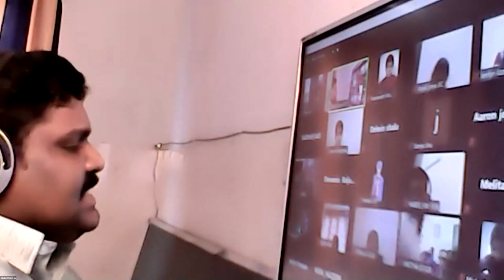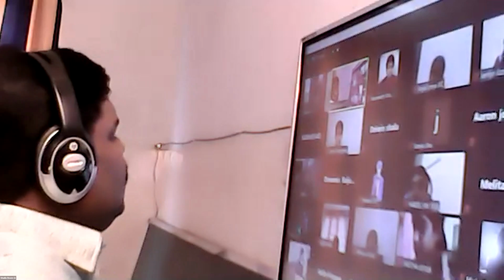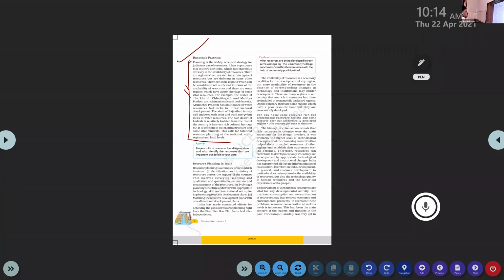To find out the resources, we have to conduct surveys. Research is required. So that's the first step: finding out the resources and fetching the data related to their quality and quantity through surveying and mapping. Surveying and mapping are the techniques. So underline the first point: identification and inventory of resources across the regions of the country, that involves surveying, mapping, and qualitative and quantitative estimation, calculation, and measurement of the resources.